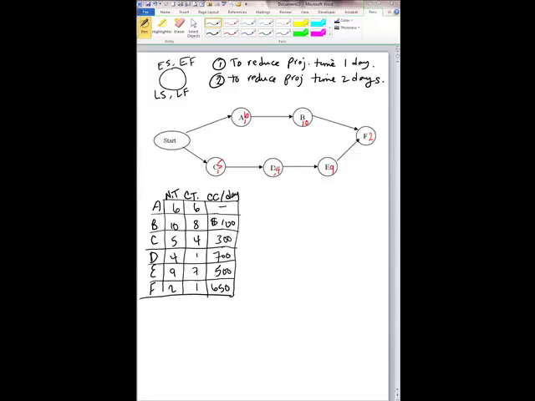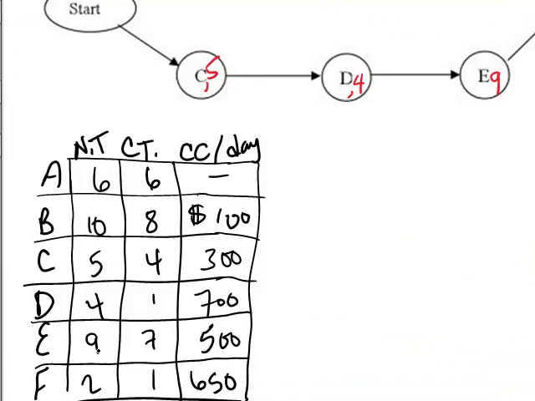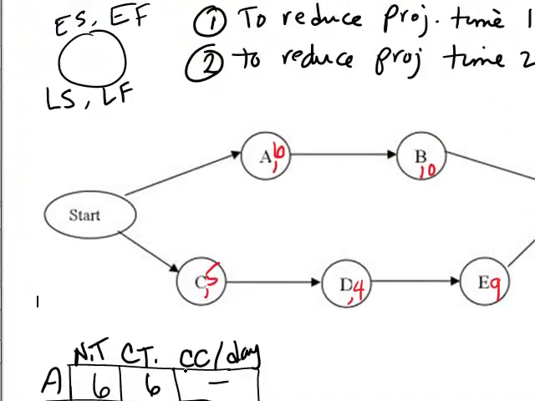Hello. In this video I will show you how to do crashing of a small project. We have the project network, and in this table here we have the normal times in the first column, crash times in the second column, and then the cost of crashing per day for each activity in the third column.